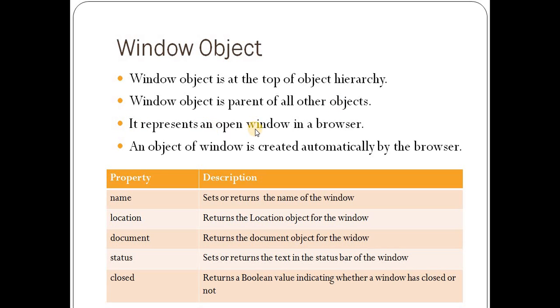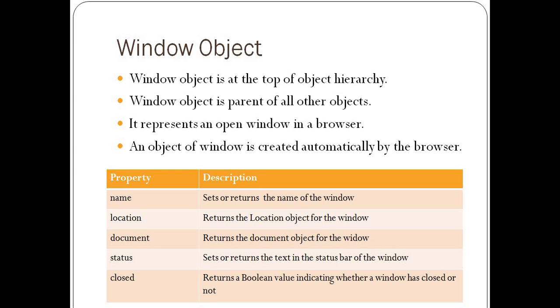It represents an open window in the browser. The window that you have opened currently, that is the current window, that becomes your window. That is going to be treated as window object. Then an object of window is created automatically by the browser. So automatically when the window is there, the browser will create an object related to this.